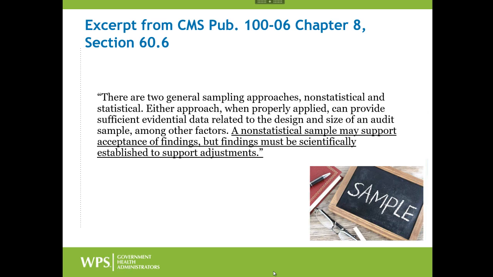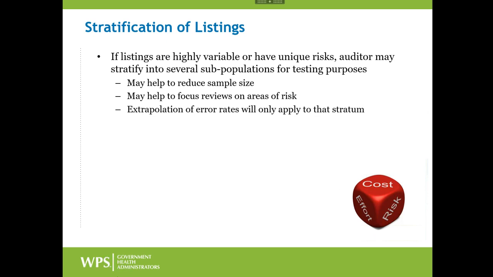They cannot extrapolate from a non-statistical sample. Instead, those findings have to be scientifically established to support adjustments. Now, by scientifically established, we're saying either they directly tested that unit and can certainly adjust that unit, or it's been a statistically valid sample that's been projected to the population. That is also a scientific establishment for the adjustment. And of course, we're focusing mostly on the statistical sampling in this video.